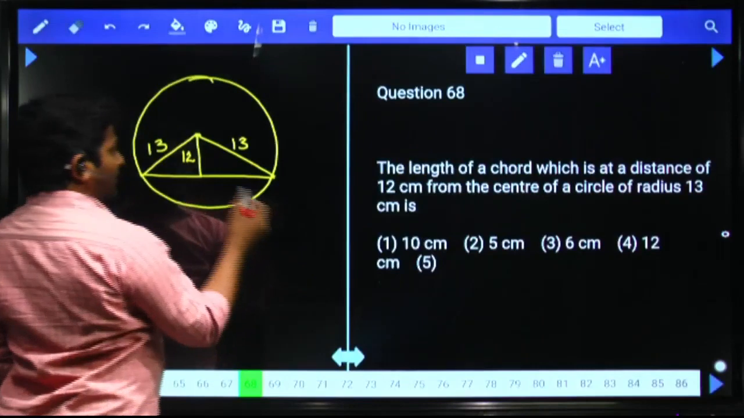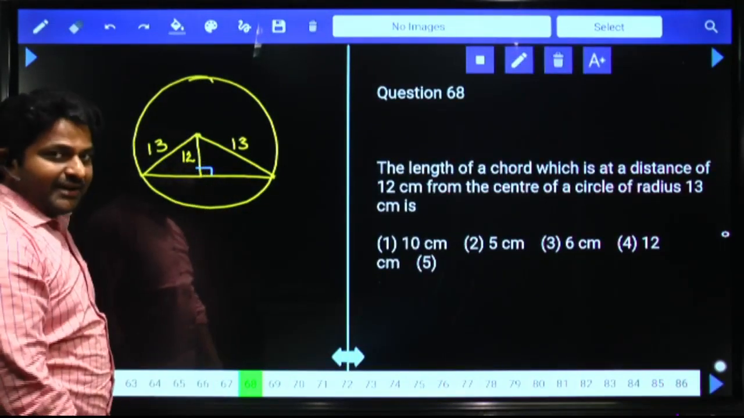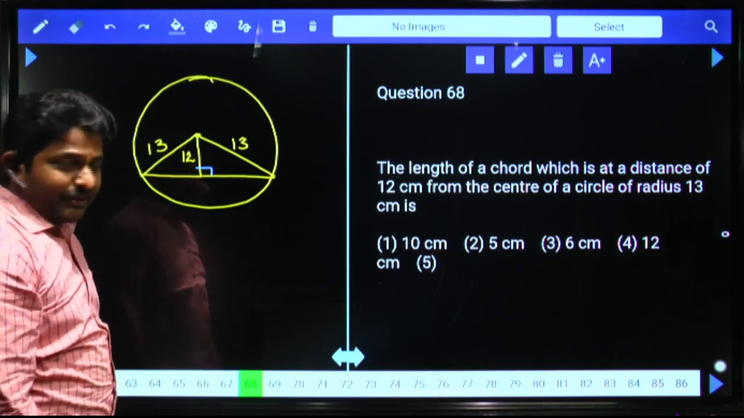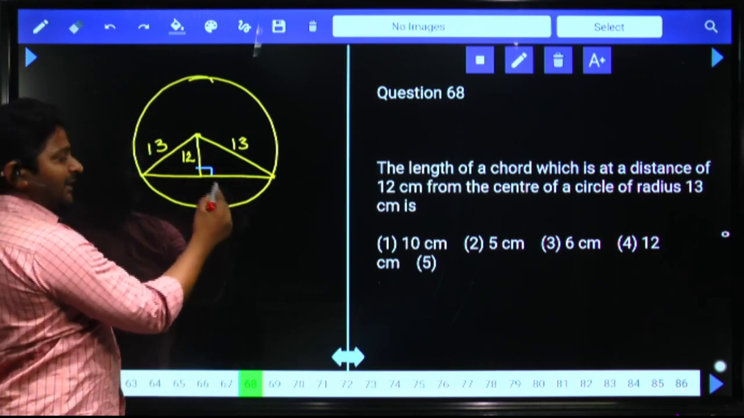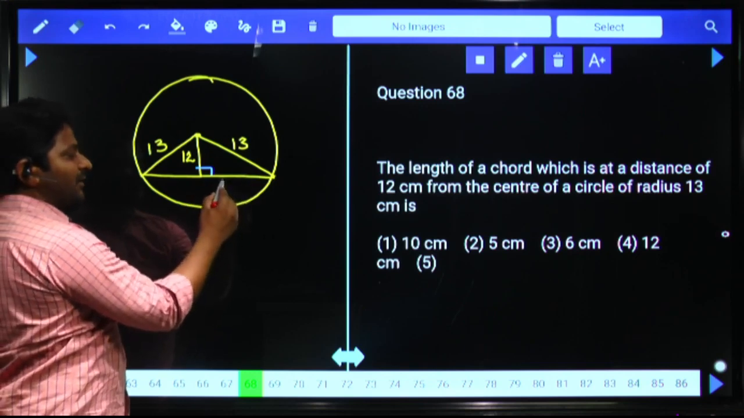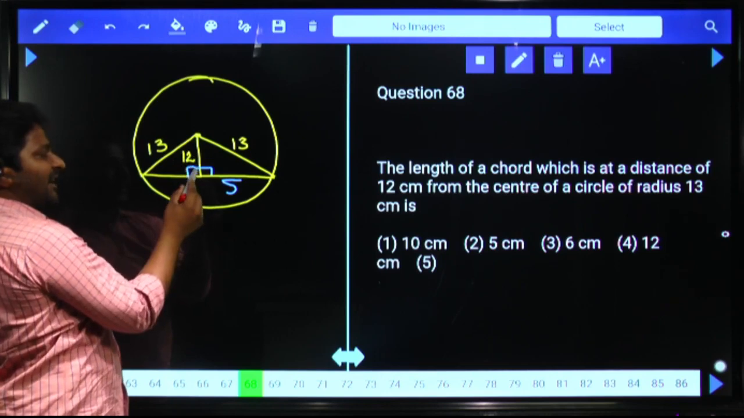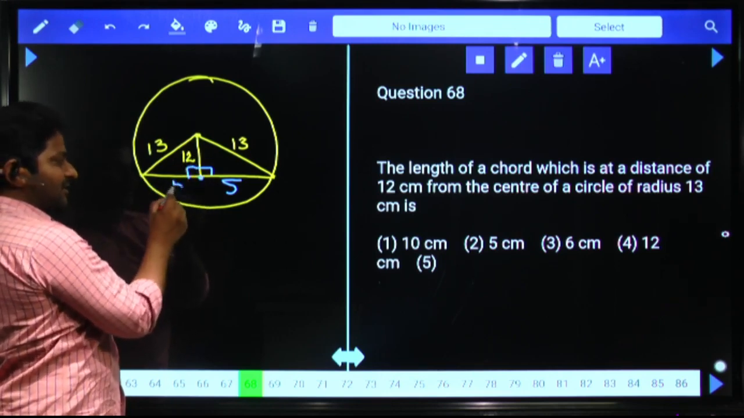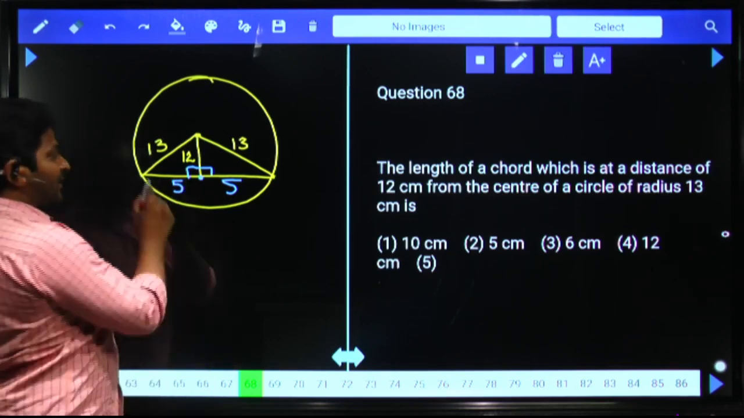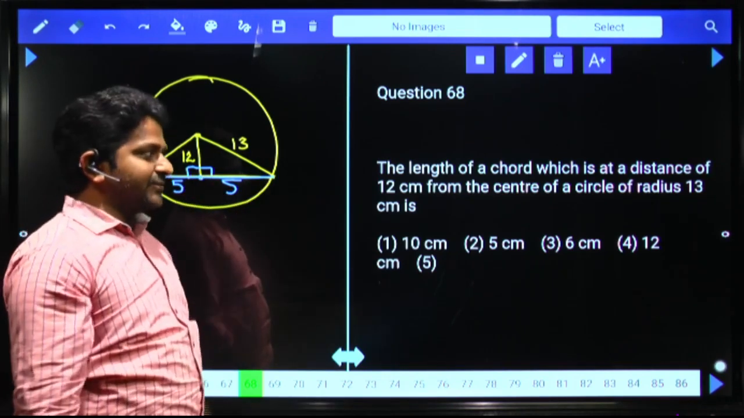Now at this angle, which is equal to 90 degrees, it is a right angle triangle, so it should form a Pythagoras triplet. So if it is 12 and the hypotenuse is 13, then the adjacent side should be equal to 5 only. And for this triangle also, as this is a right angle here, from this point to the other end is also equal to 5 centimeters. Then the length of the chord is 5 plus 5, that is total 10 centimeters. That is the first option.